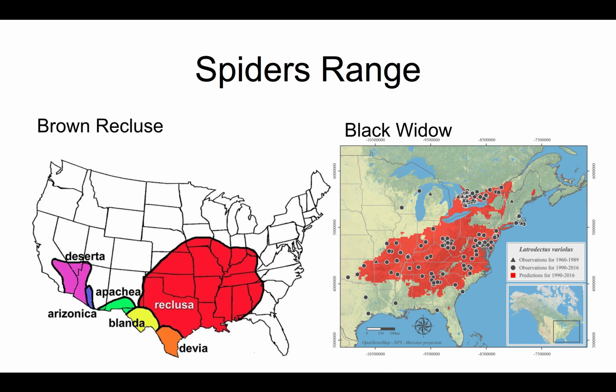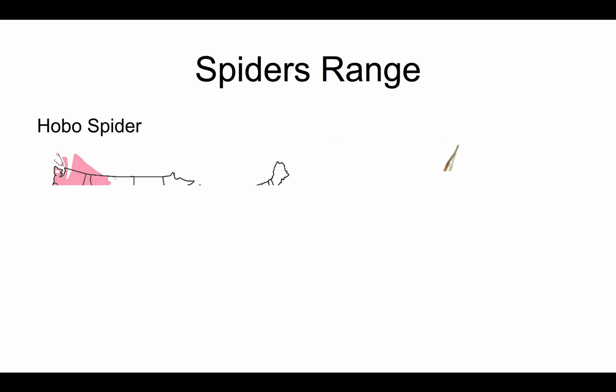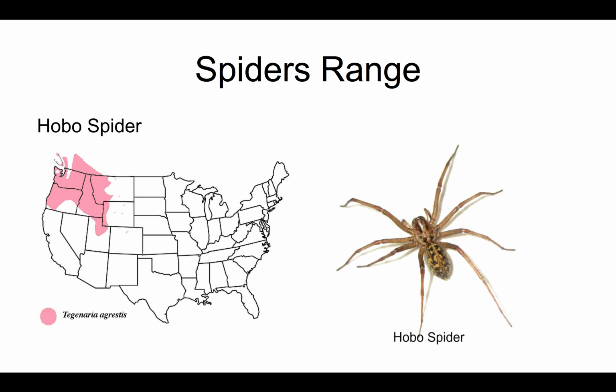So in Moscow, Idaho, we don't have brown recluses or black widow spiders, but we do have hobo spiders. So that's what a hobo spider looks like. And those can affect humans. Those do have enough poison and long enough fangs.